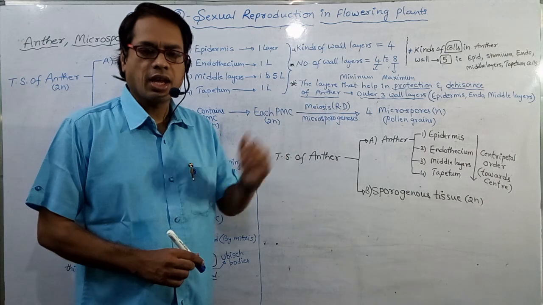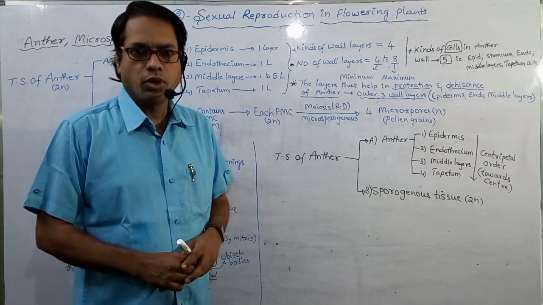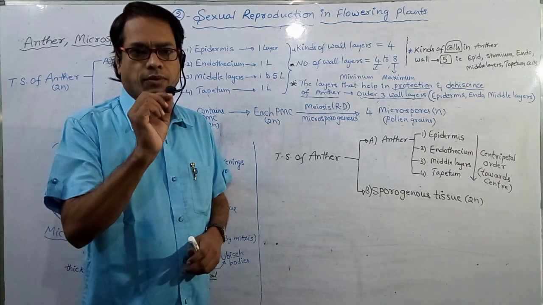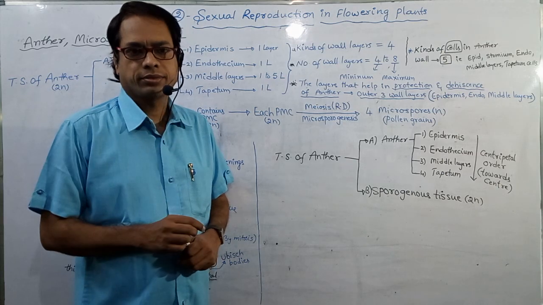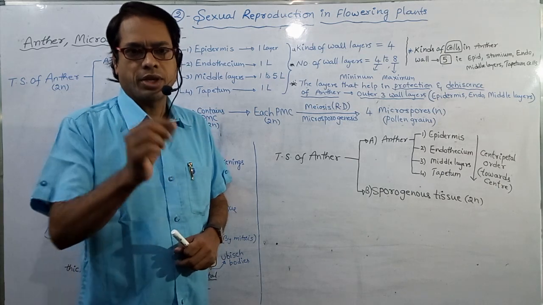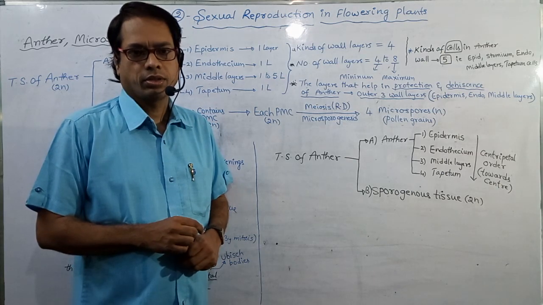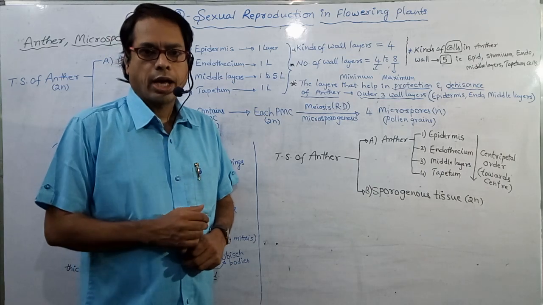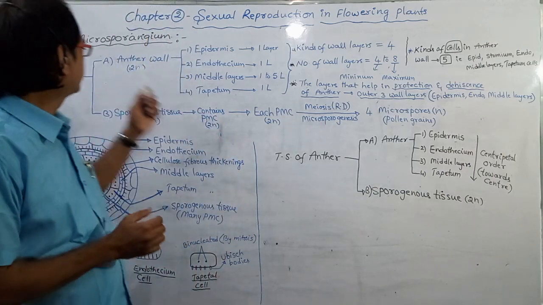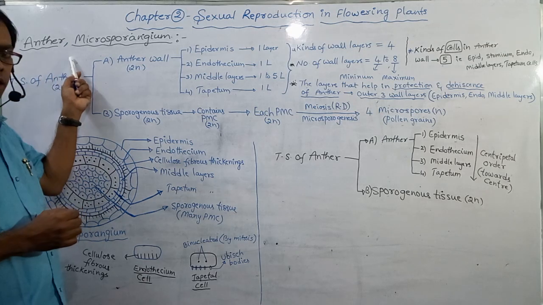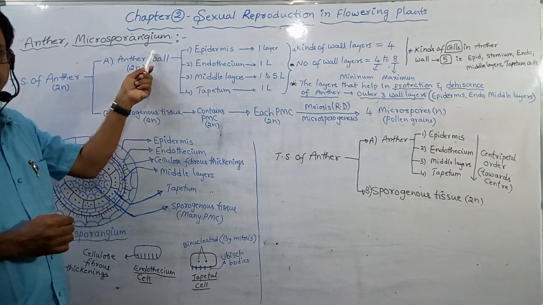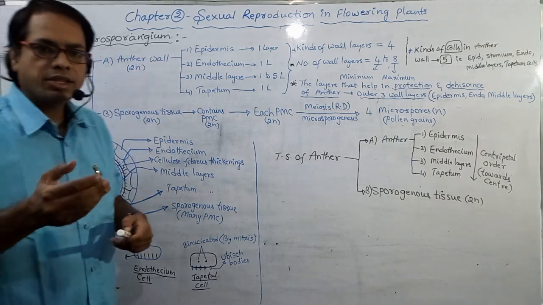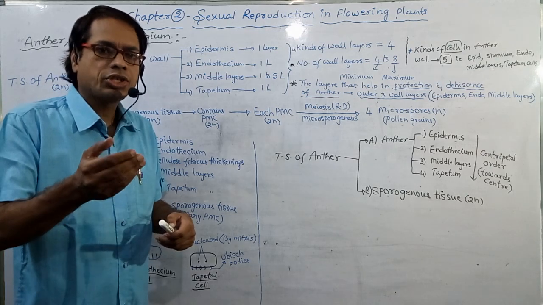In the previous class, I explained about flower and its parts, stamens. Now I am going to explain about anther, microsporangium. Anther is the part of stamen.